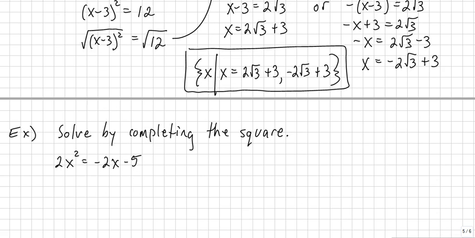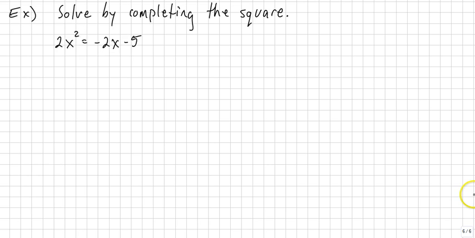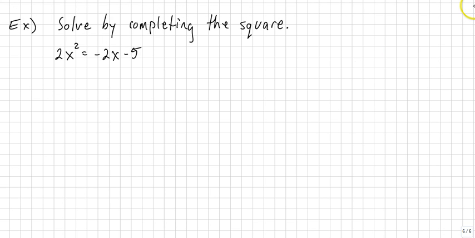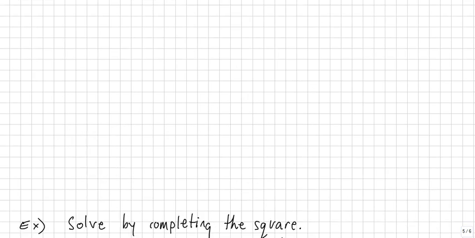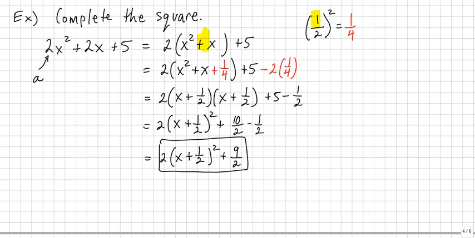So let's try another one. So we need to solve this equation by completing the square. So there's our equal sign. So we have an equation. We move everything to one side. And notice we have 2x squared plus 2x plus 5, which is the same quadratic we did earlier. So when you complete the square, you get 2 times x plus 1/2 squared plus 9/2. So I did that on purpose. That way it saves us a little bit of time.